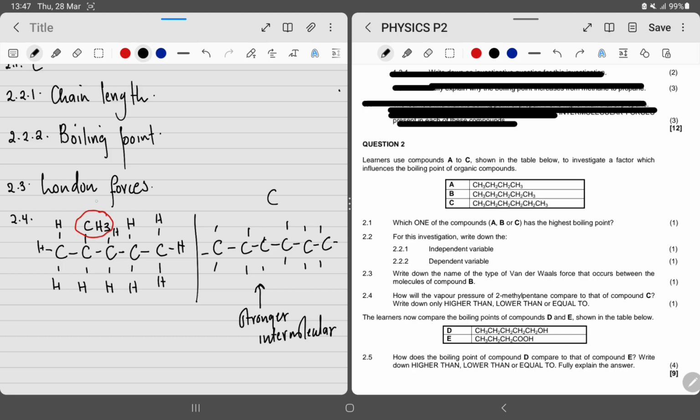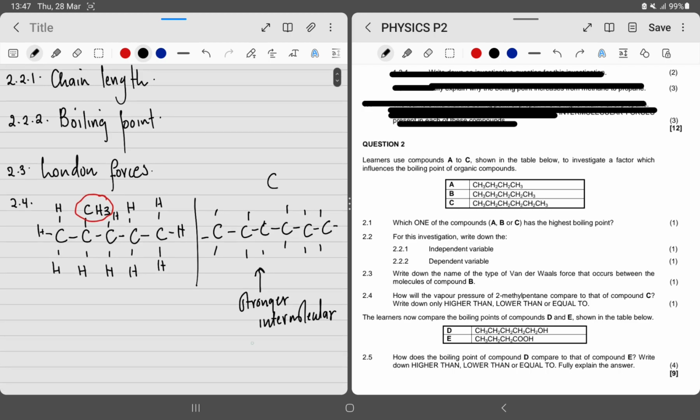Because remember, we said that branching does what? It reduces the strength of the intermolecular forces. So it means C will have a higher boiling point, and then the boiling point for 2-methyl pentane will be lower.